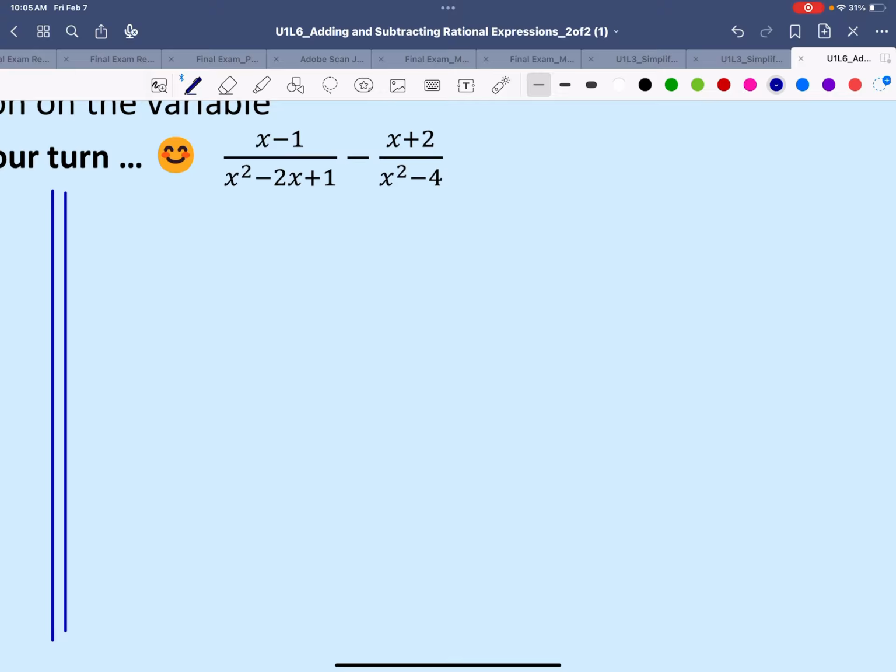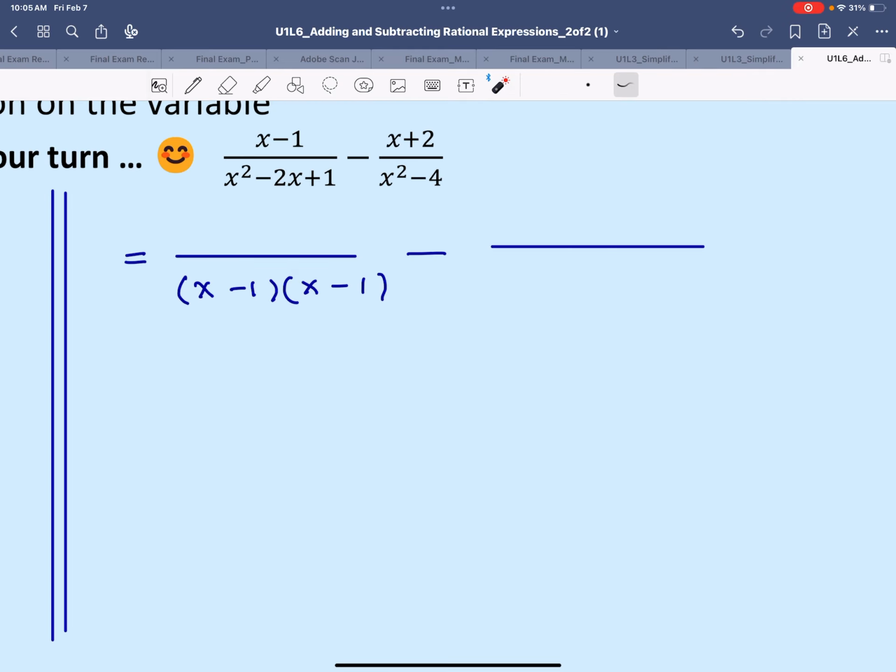So similar to what we did before, we're going to rewrite this expression with factored denominators, which means that the first denominator will be x minus 1, x minus 1. Notice this is a perfect square trinomial. And the way I know it is because the last and the first term are perfect square terms, and the middle term would be 2 times this number that has been squared times this number that has been squared. And that means that since it fits into the formula, it's a perfect square.